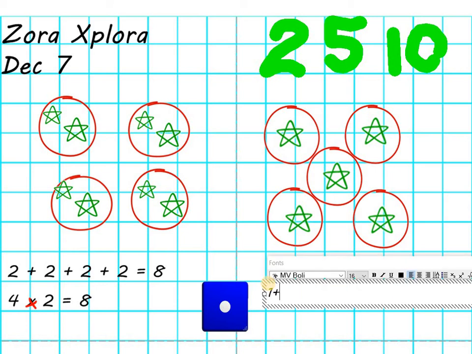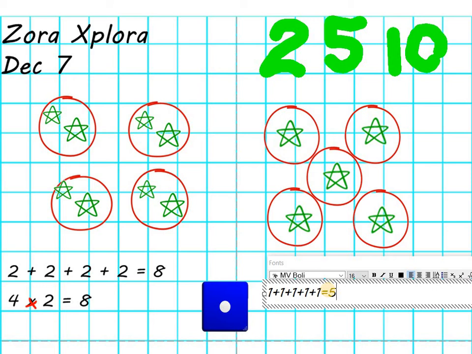1 plus 1 plus 1 plus 1 plus 1. Now let me make sure I wrote that right. 1, 2, 3, 4, 5. I have 5 ones, and that equals 5.